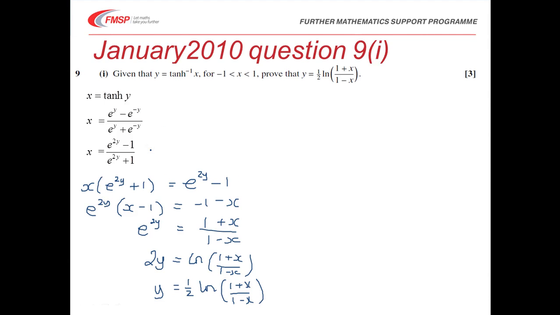So there was 1 mark for using this form for x, e to the 2y minus 1 over e to the 2y plus 1. There was a method mark for rearranging it to make e to the 2y the subject of the formula, and then an accuracy mark for taking logs of both sides and getting the right answer. So as I say, it is bookwork, but just a reminder that you do need to be able to work through that.